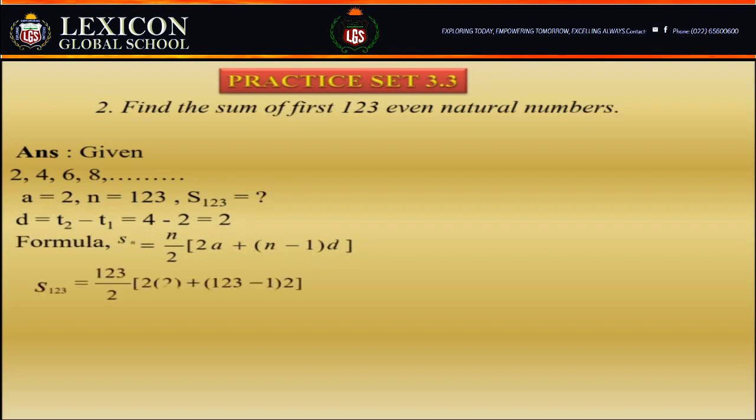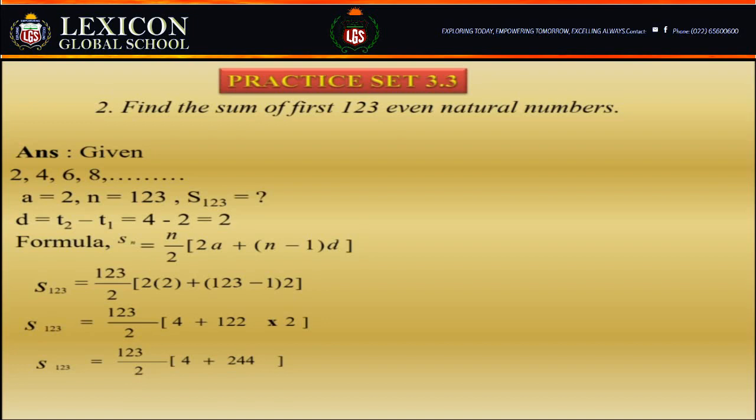So S123 is equal to 123 upon 2 [2 into 2. What is the value of A? 2. Plus N is 123 minus 1 into 2]. So S123 is equal to 123 upon 2 [2 2s are 4 plus 122 into 2]. When you multiply 122 by 2, you get 244. So S123 is equal to 123 upon 2 [4 plus 244].